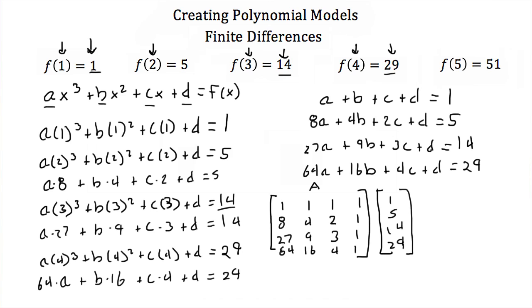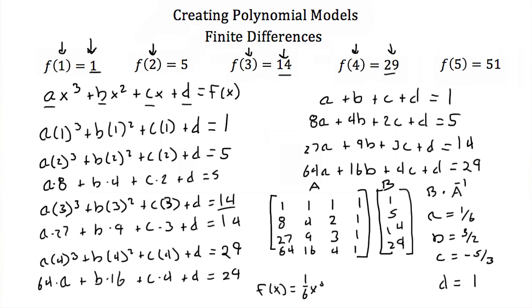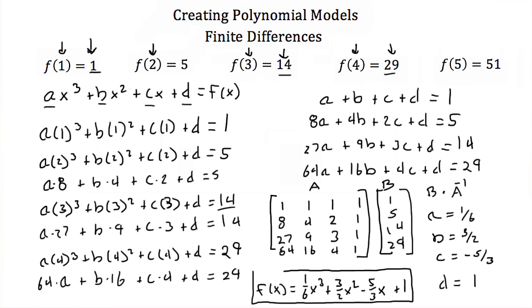If we call this first matrix A and this second matrix B, then what we do is you would multiply B times the inverse of A, and that would give you a matrix with your solutions for a, b, c, and d. If you do that, you'll find out that a is equal to 1/6, b is equal to 3/2, c is equal to negative 5/3, and d is equal to 1. So knowing that, we can write our polynomial function as f of x is equal to 1/6 x cubed plus 3/2 x squared minus 5/3 x plus 1. And that completes the tutorial on creating polynomial models.